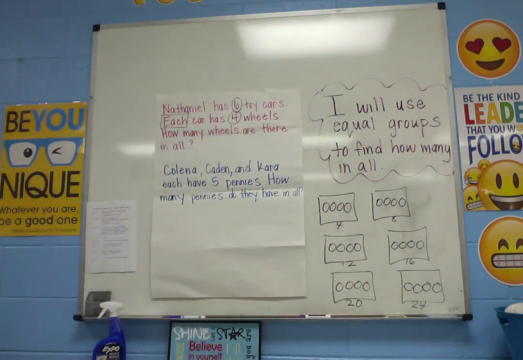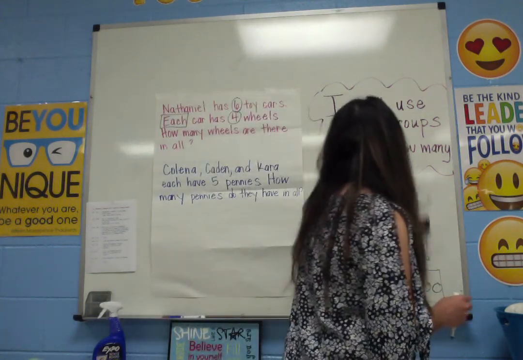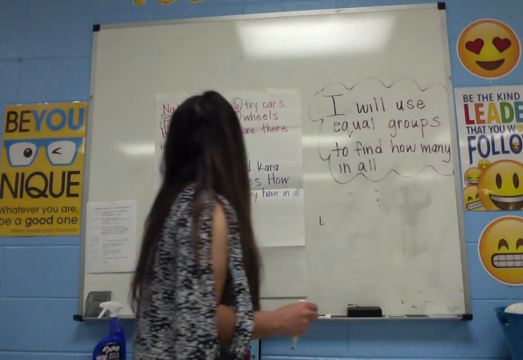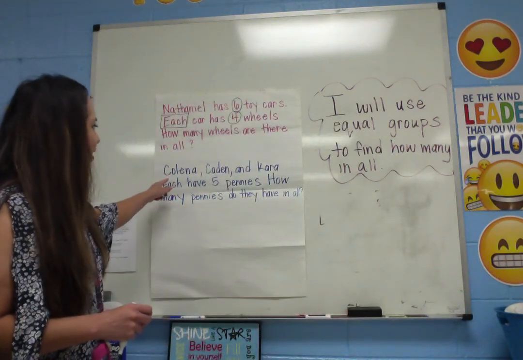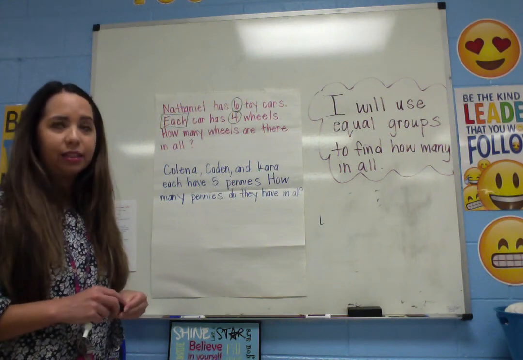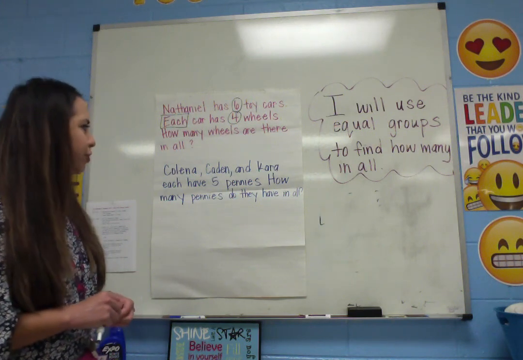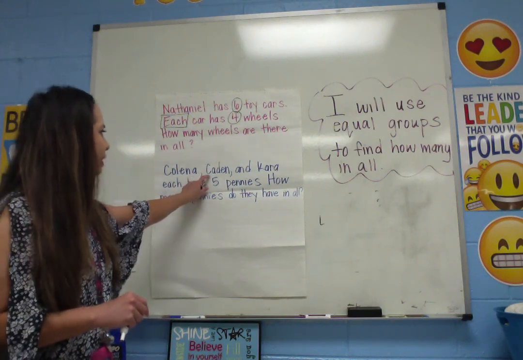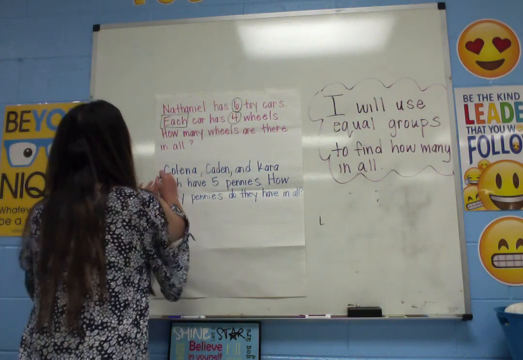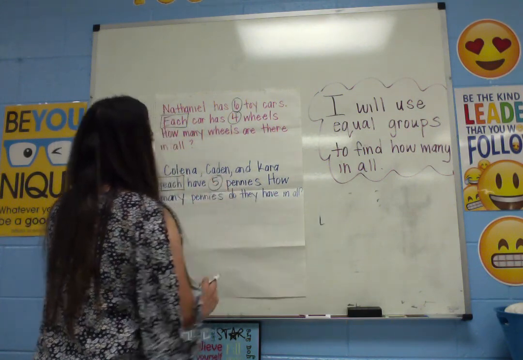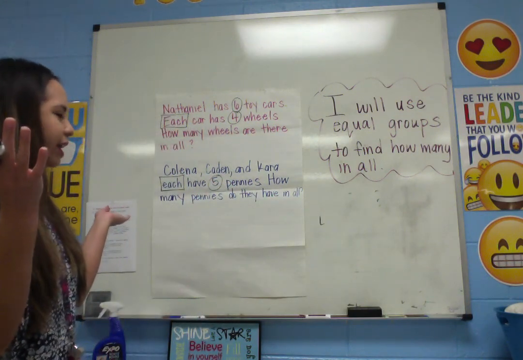Okay, the last example. All right, let's look at number 2. Kalina, Caden, and Kara each have 5 pennies. How many pennies do they have in all? Okay, so we know 3 children, Kalina, Caden, and Kara, they each, I'm going to box the word each, they each have 5 pennies. How many pennies do they have in all?